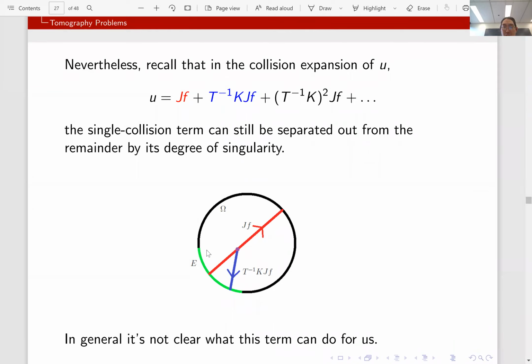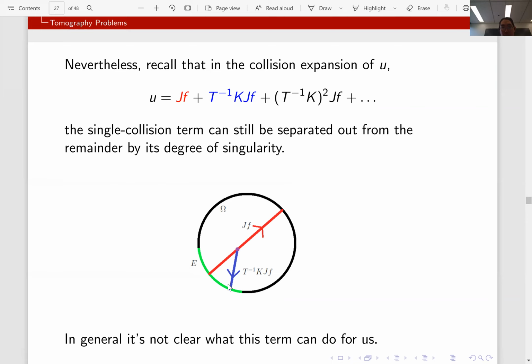Right? So if you think about shining a laser pointer from this point here, and then measuring what's scattered here, what you're seeing is the total attenuation between here and here. And then you're seeing that multiplied by sigma, and then that's further attenuated by what sigma is between here and here. So it's highly nonlinear dependence on sigma over this sort of weird broken ray. And in general, it's not clear what the first collision term can do for us.